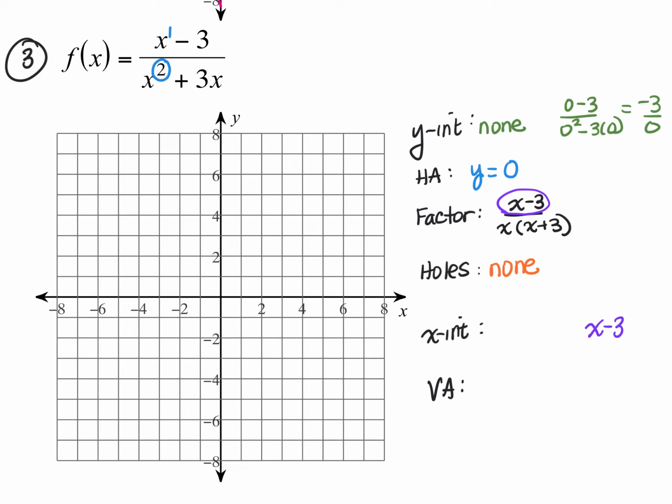So x minus 3 set equal to 0. Solve that, we get x equals 3. So we have an x-intercept as a point at 3, 0.